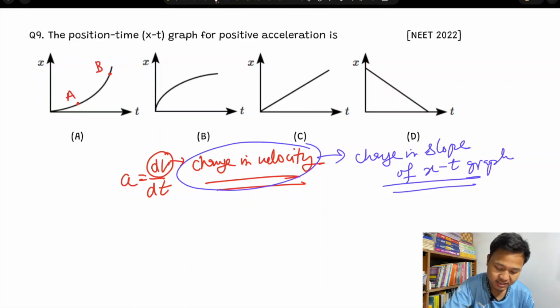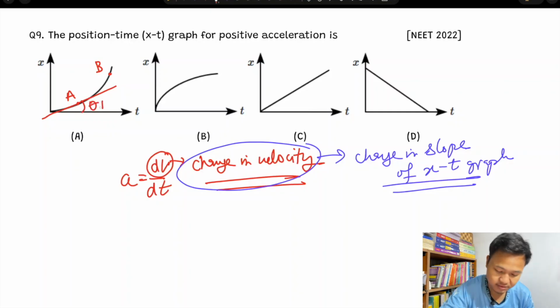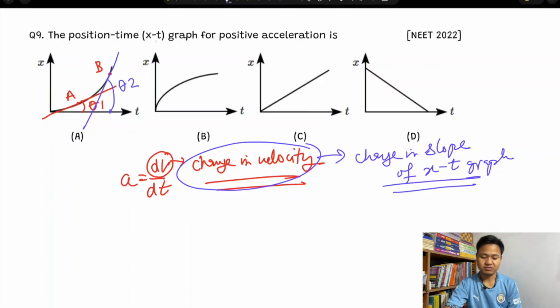At point A I draw a tangent, like this, so let's say theta 1. And at point B I draw another tangent, so let's say this is theta 2. We see theta 1 to theta 2 is changing. Theta is changing, which means tan theta is changing, which means the slope is changing. So the velocity is changing in option A, so that means there is acceleration, so there is a chance.